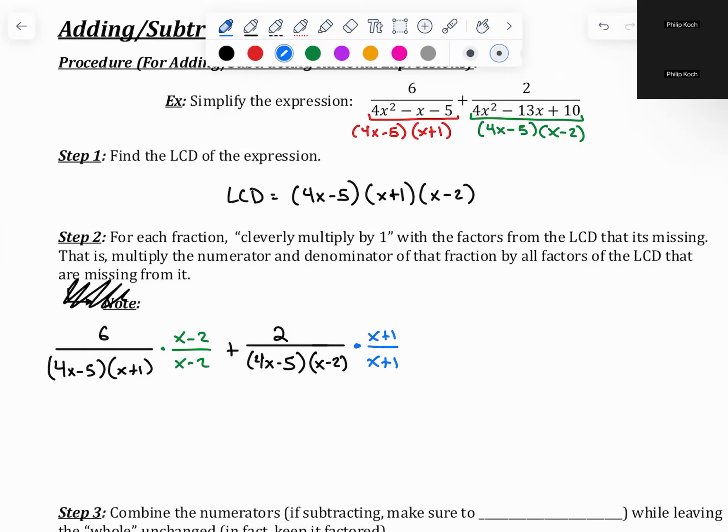The reason we're allowed to do this once again is that we are cleverly multiplying by 1, and multiplying by 1 does not change an expression. If we were to just multiply the denominator of the first fraction by x minus 2, then we'd be fundamentally changing it, because multiplying by something other than 1 changes it.